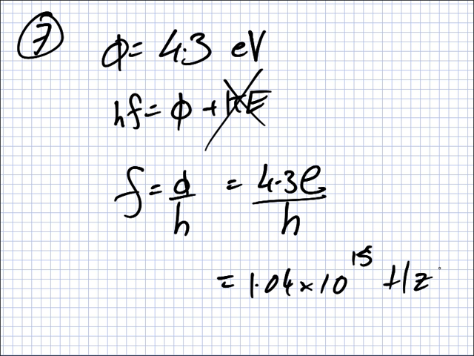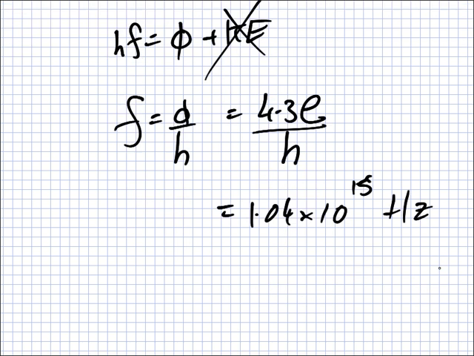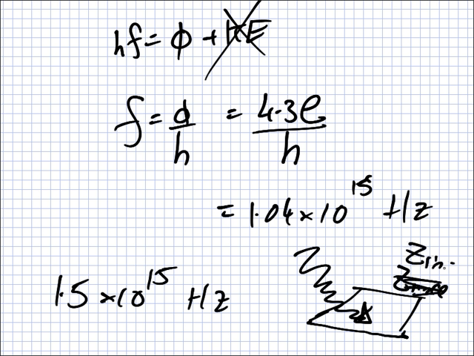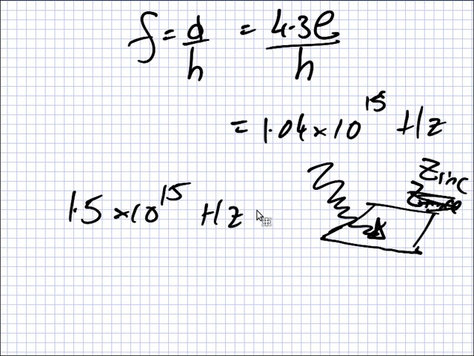Explain what happens when monochromatic light of frequency 1.5 times 10 to the 15 hertz is incident on the surface of zinc. Right, folks, what happens here? So you have this frequency of light hits the zinc. What will happen next? Electrons are released.